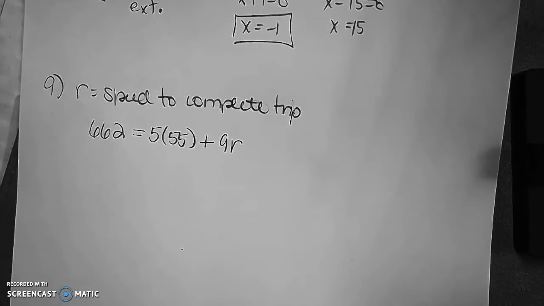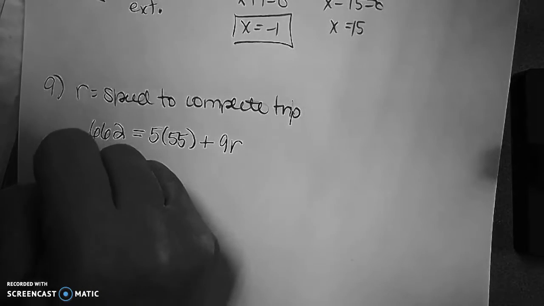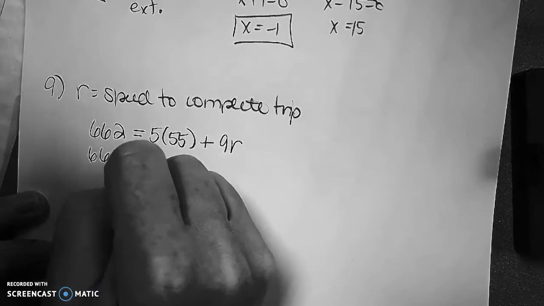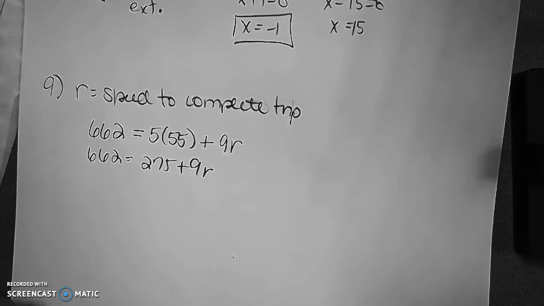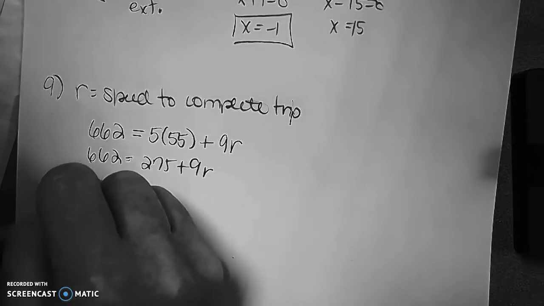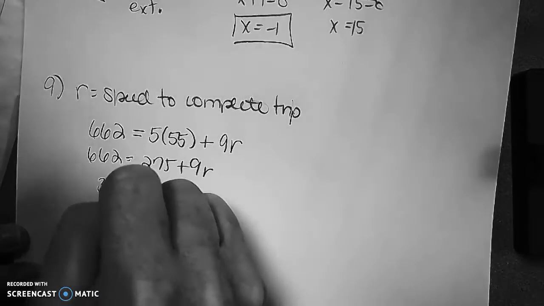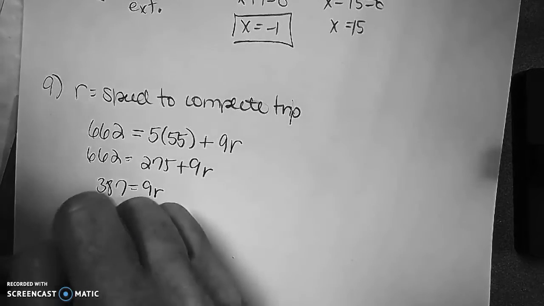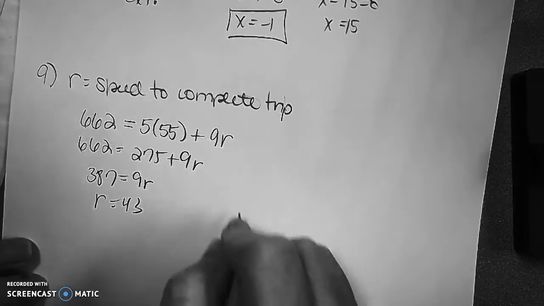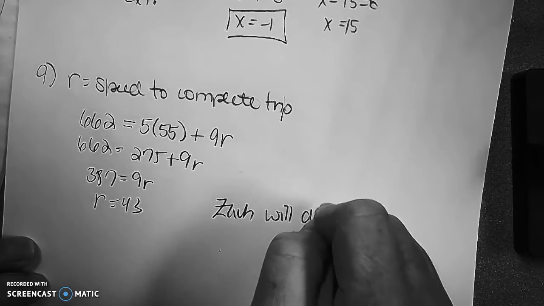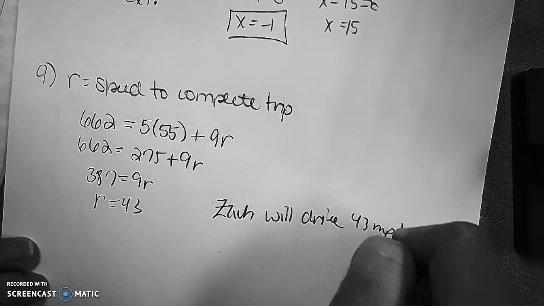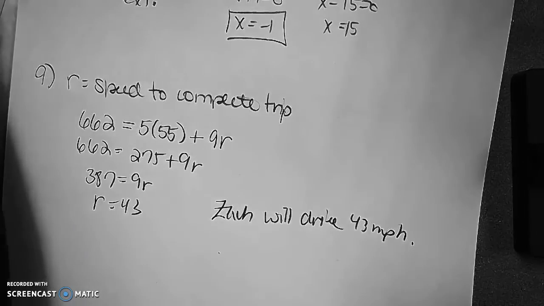So here we can see our setup for this problem. From here, I just need to simplify. So 662 will equal 275 plus 9R. 387 will equal 9R. So R is 43. So Zach will drive 43 miles per hour.